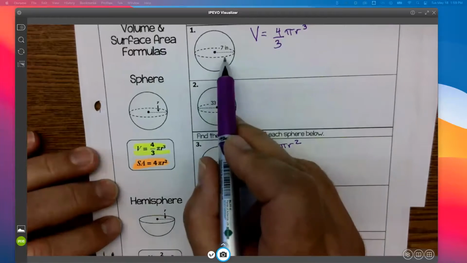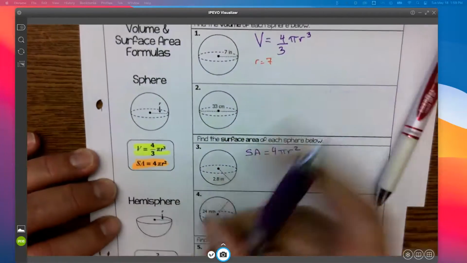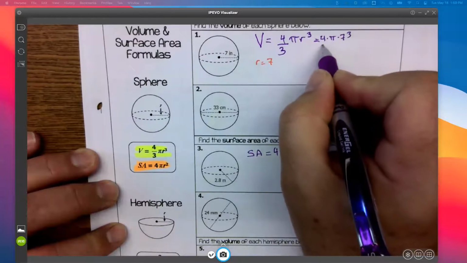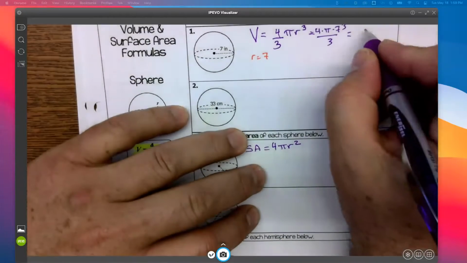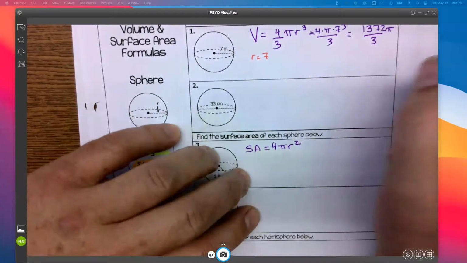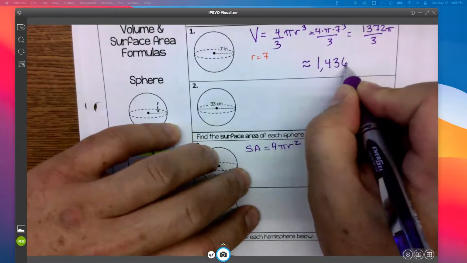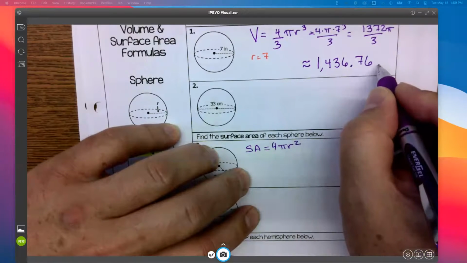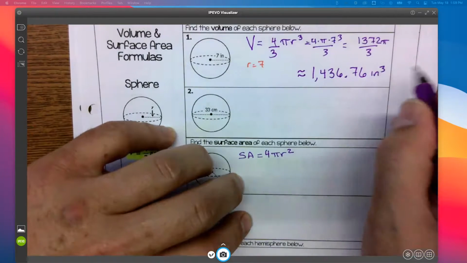And then it's just plugging it in. So in this case, what would be my r? 7. So then I'll just plug it in and go 4 times pi times 7 cubed over 3, which simplifies to 1,372 pi over 3. And then if I plug that into the great calculator, I get 1,436.76 inches cubed. Good. Inches cubed.